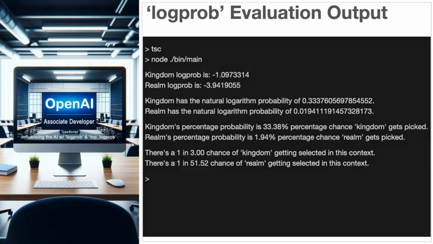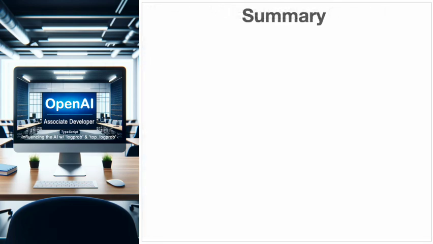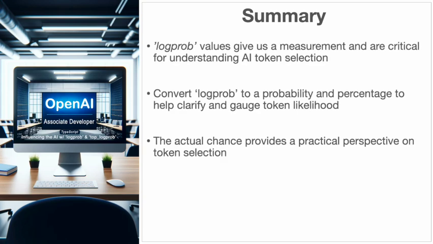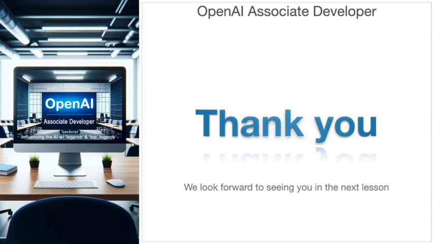In summary, the Logprob value gives us a logarithmic measure of probability, which can be converted into a more intuitive percentage and chance format using simple mathematical operations. This understanding helps us interpret the AI's decision-making process more effectively. Stay tuned as we continue to explore other properties and techniques to optimize your interactions with the OpenAI Chat Completion API.